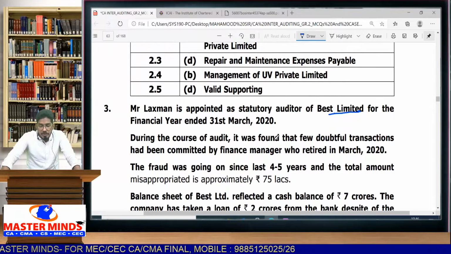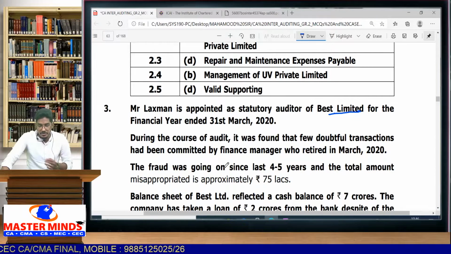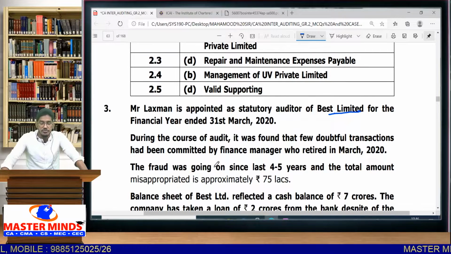During the course of audit, it was found that few doubtful transactions had been committed by finance manager. So during the course of audit, it was found that there are few doubtful transactions which have been committed by finance manager who retired in March 2020.